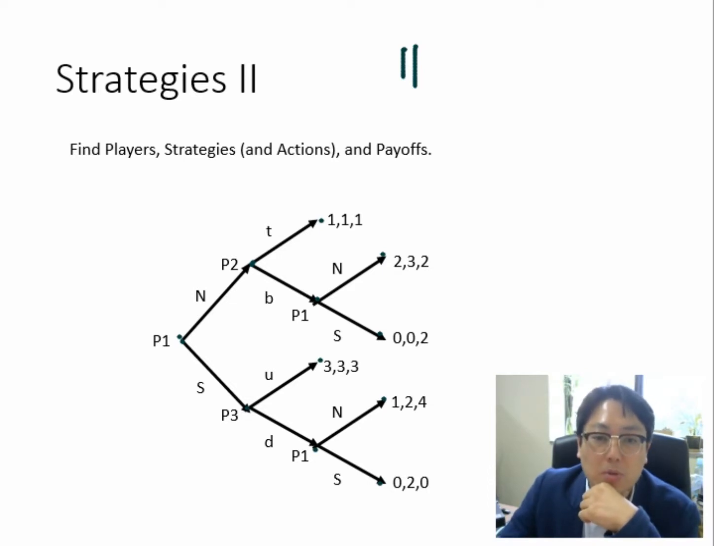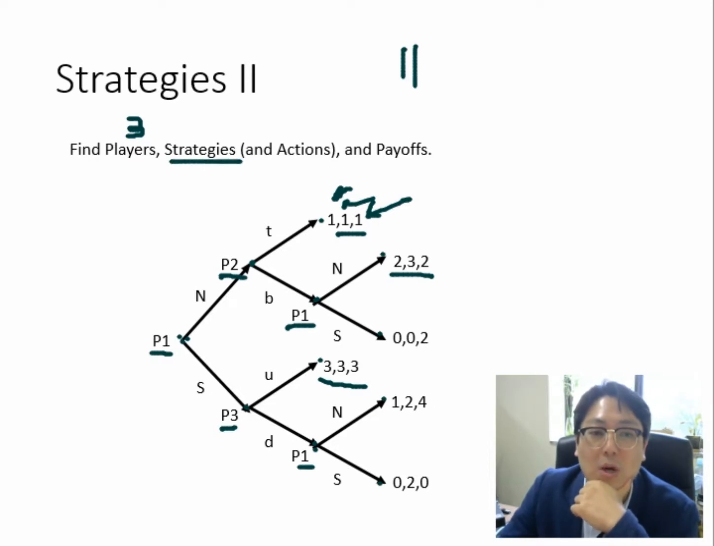So, how many players are here? Well, at this node, the first player will choose. At this node, the second player will choose. At this node, the third player will choose. And at this node, again, the first player will choose. At this node, the first player will choose again. So there are 3 players. These are payoffs: the first player's payoff, the second player's payoff, the third player's payoff. So those are payoffs, including this.